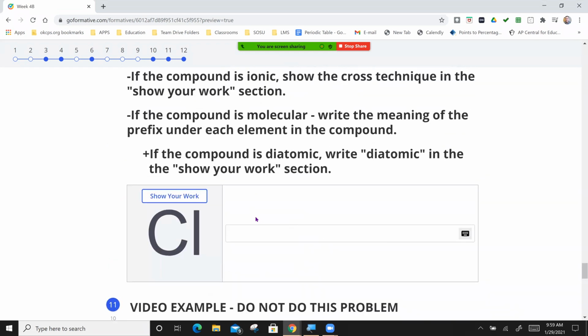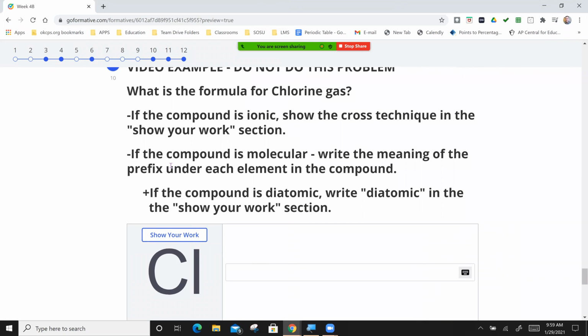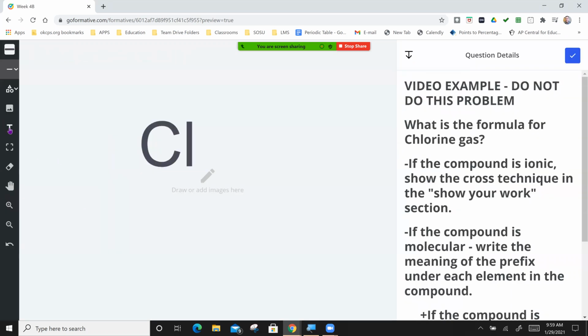And so what we're going to do in the show your work, so we identified this compound as being diatomic. We're going to write diatomic in here, but we're also going to make sure that we show the proper subscript. And it should show that there are two. So make sure in your answer you show that. And then you're going to simply write diatomic. So if you do not put the two to show that there are two chlorine, you will get this marked incorrect. You must show that it is Cl2 or whatever element I give you. If it's a diatomic, make sure that you show that.